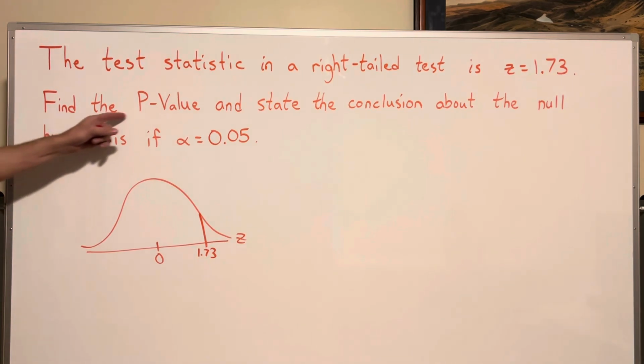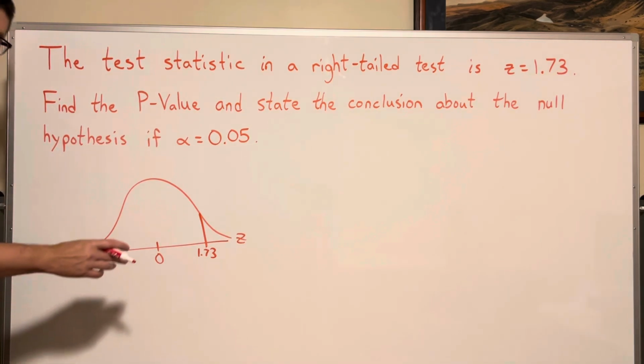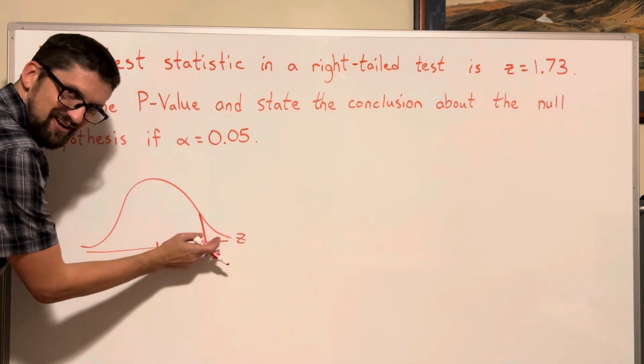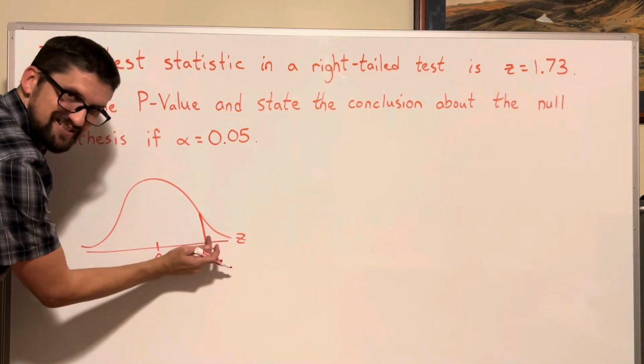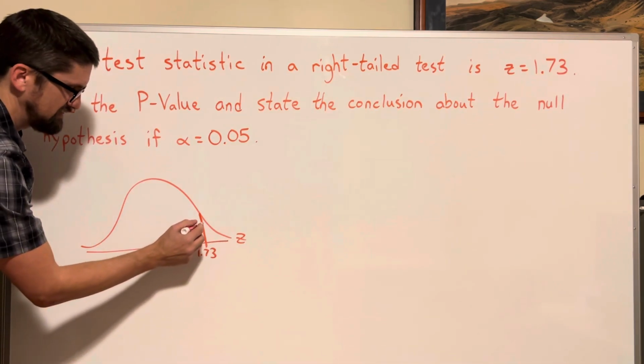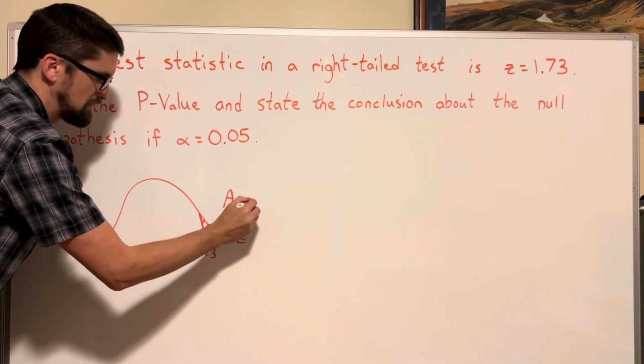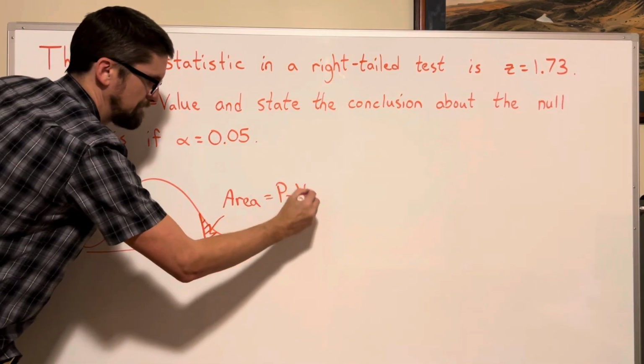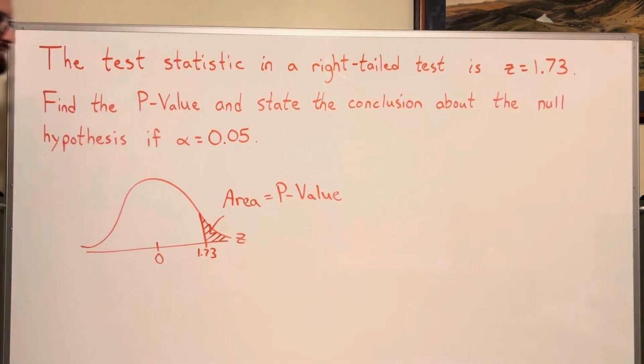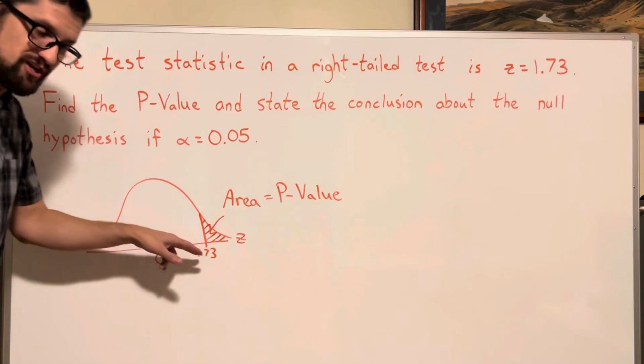It's asking for the p-value. The p-value is going to be this area to the right of the test statistic here. This area is equal to the p-value. And we can find this area.